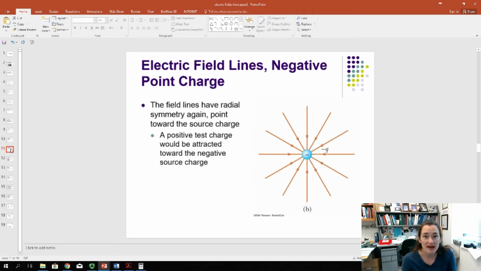Now, if you had the same magnitude of charge, but opposite sign, a negative charge, your picture would look very similar, except that the field lines would be pointing in towards the charge. So electric field lines begin on positive charges and end on negative charges. That's a little mnemonic I like to use to help remember that.